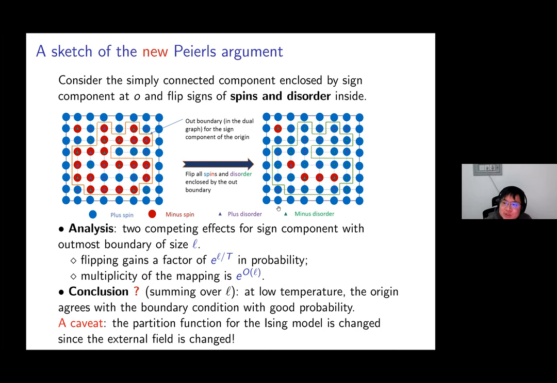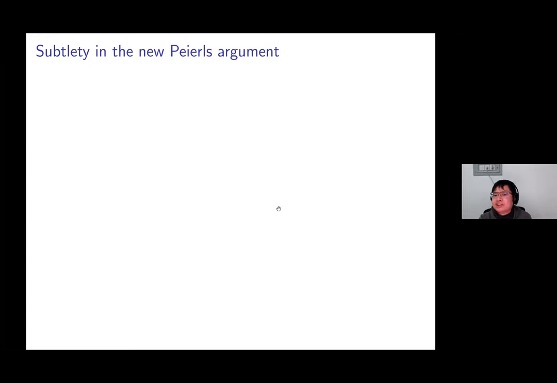Because we should be a bit more careful, there is the partition function. The partition function for the Ising model, this is the normalization in the definition of the Ising measure. That is changed since the external field is changed. When we apply the Peierls argument without external field, the partition function is always fixed, because it's always just the partition function of the Ising measure with no external field. But now the normalization is changed when we change the external field. We need to take that into account.